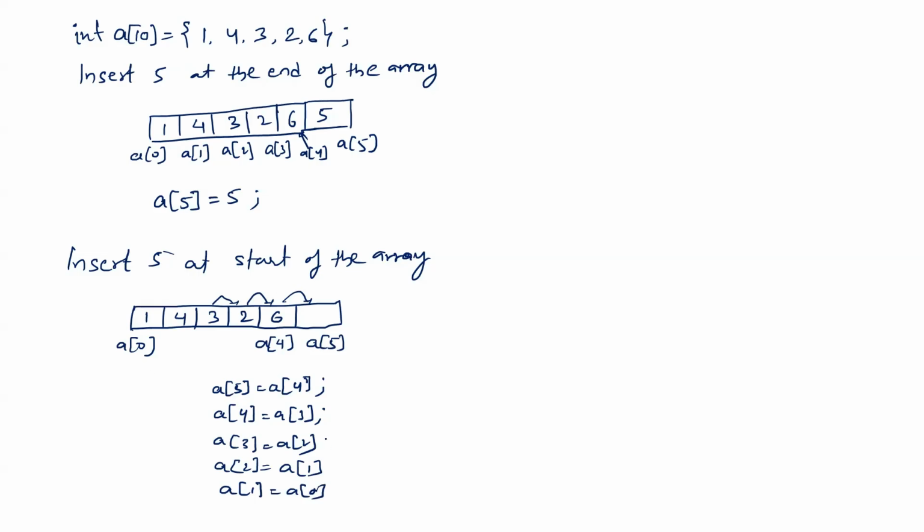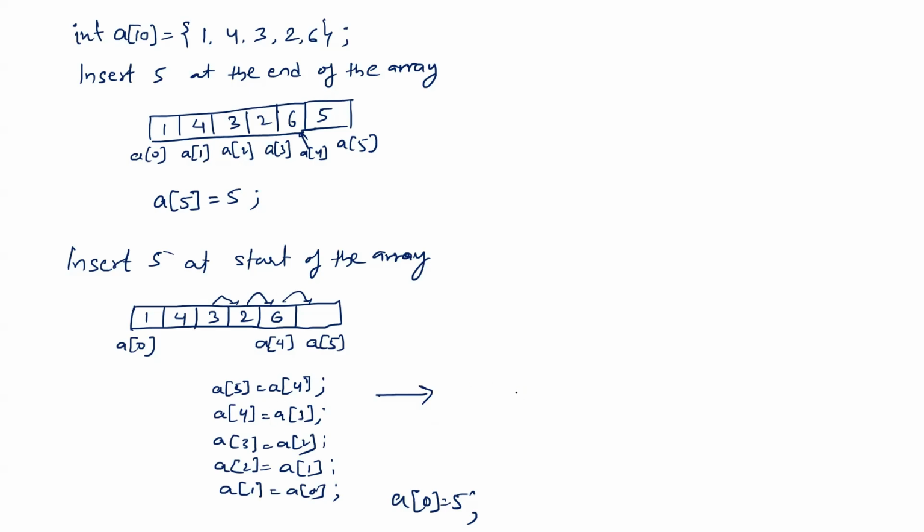Finally, what I can do is write A of 0 is equal to 5, and in this way, you can insert the value. And at the last, we will print all the numbers from index 0 to index 5, and 5, 1, 4, 3, 2, 6 will be printed. Now, this is the example we have taken. If I want to convert this example into a program, then what do we have to write?